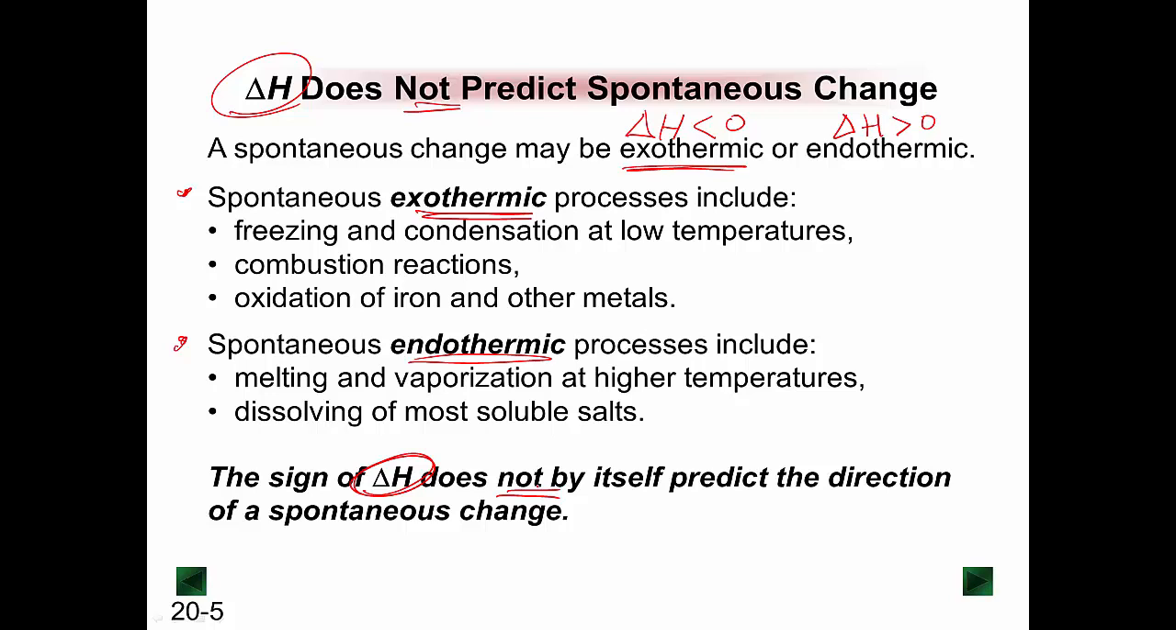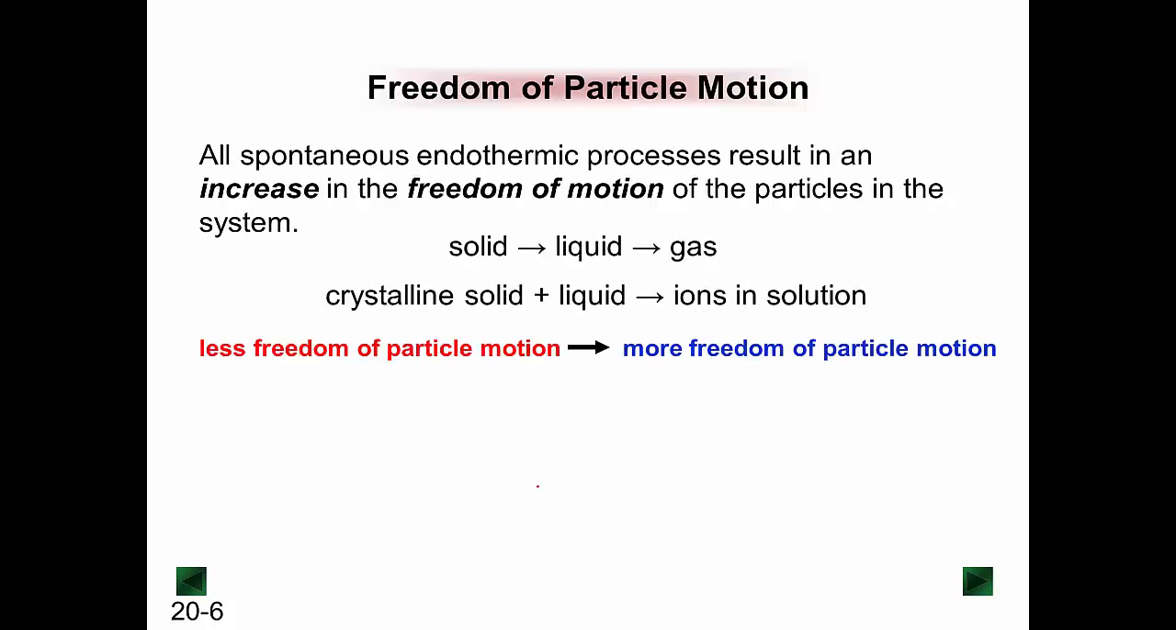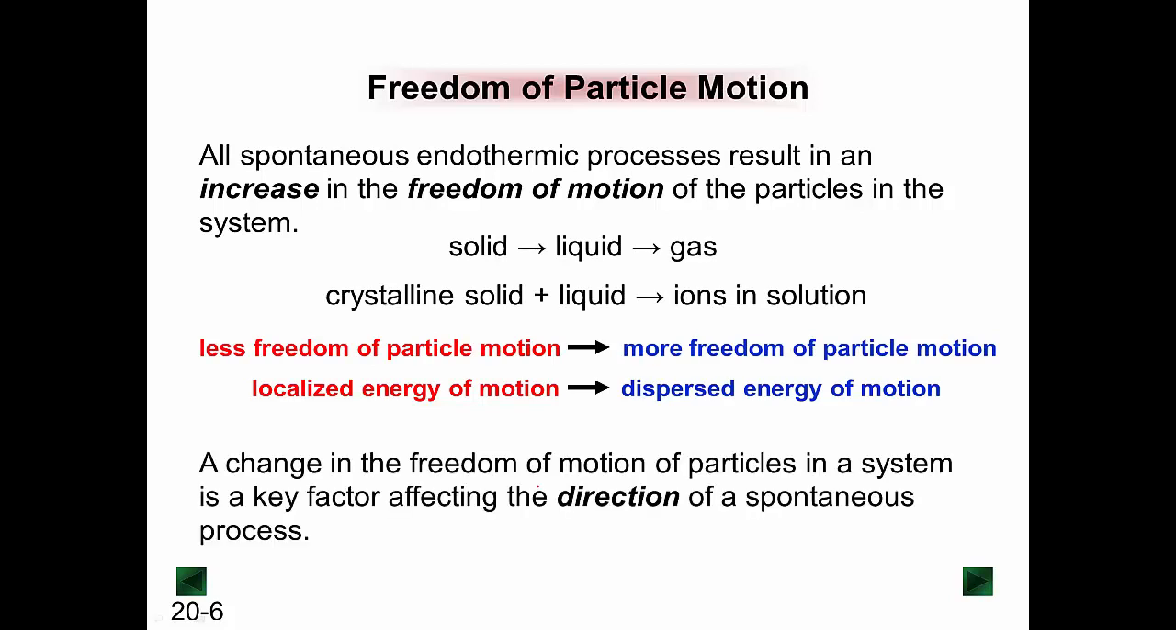And part of what we want to do here is discuss the role of entropy in contributing to spontaneous change. All right. Now, all spontaneous endothermic processes result in an increase in the freedom of motion. So the examples that we gave previously, melting or vaporization at a higher temperature, these are spontaneous endothermic processes.